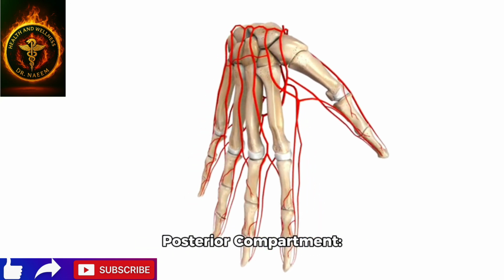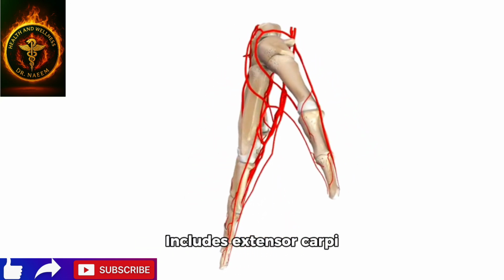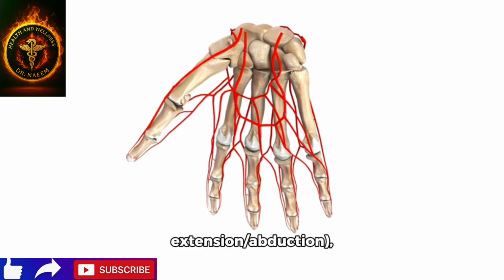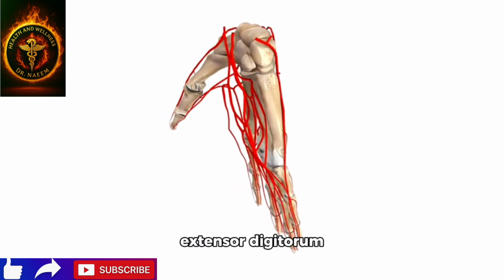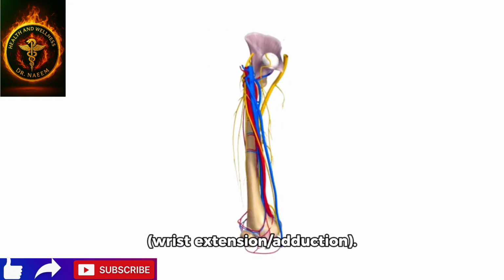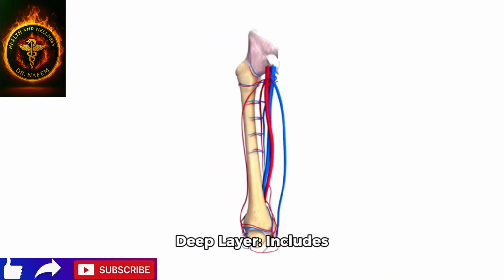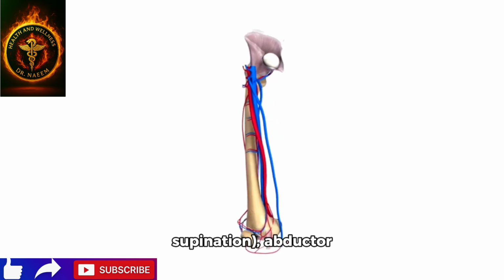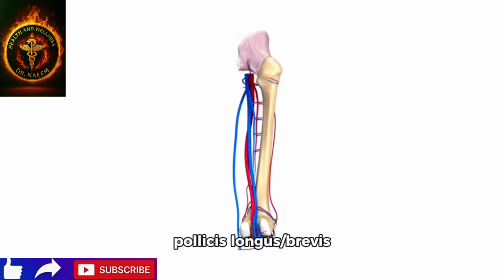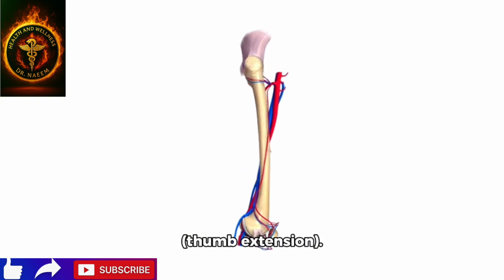Posterior compartment, superficial layer. Includes extensor carpi radialis longus and brevis, wrist extension, abduction; extensor digitorum, finger extension; and extensor carpi ulnaris, wrist extension, adduction. Deep layer. Includes supinator, forearm supination; abductor pollicis longus, thumb abduction; and extensor pollicis longus and brevis, thumb extension.